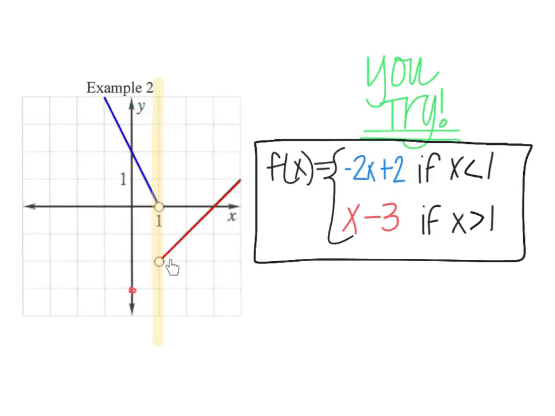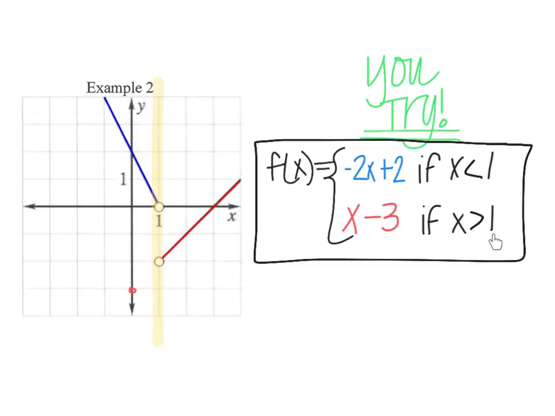So we want to know what is our slope. Our slope is up 1 over 1, up 1 over 1. So our slope is just 1. So we could say 1x or just x, and then we want to identify our y-intercept. So where does it cross the y-axis? Well, if we were to keep going down 1 to the left 1, down 1 to the left 1, we know it would cross the y-axis right here. So therefore, our y-intercept would be -3. And that's how we get x minus 3 if x is greater than 1.